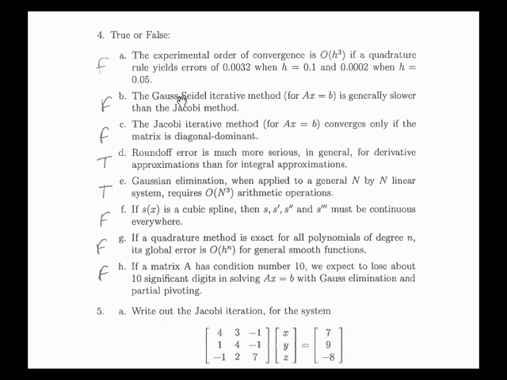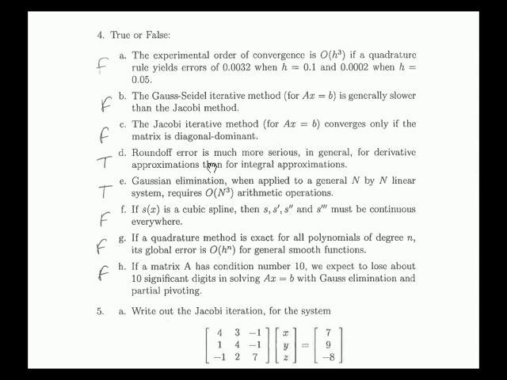Now let's look at some of the true-false questions, the ones that are relevant to Chapter 5. Experimental order of convergence is order h cubed if a quadrature rule, approximating integrals, yields 0.0032 when h is 0.1 and this when h is 0.05. So h is cut by a factor of 2, the error goes down by a factor of 16, therefore it's fourth order, 2 to the fourth is 16, so it's not third order, it's fourth order.